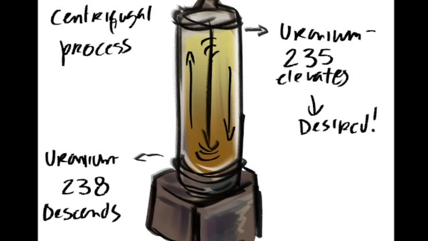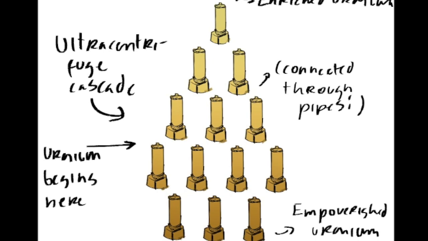In it, uranium hexafluoride is centrifuged. The lightest and most desired isotope of uranium, 235, is elevated, and the most present and dense, 238, descends. Since the concentration of the isotope increases very slowly to reach the ideal ratio, it must pass through a series of centrifuges, known as the ultracentrifuge cascades.